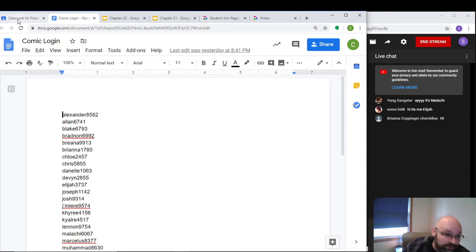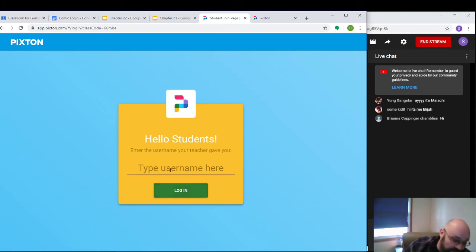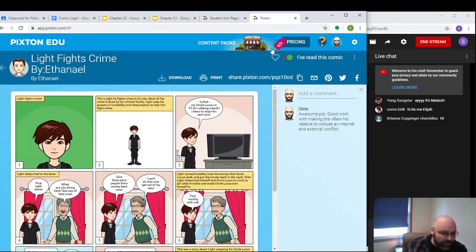So all you need to do is click on the student join page link and then type in your password. It should end up looking something like this. When you click on the link, type in your name and password there. It will bring up the ability to create a comic book at that point.